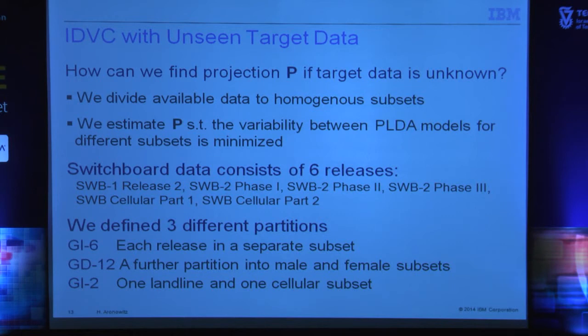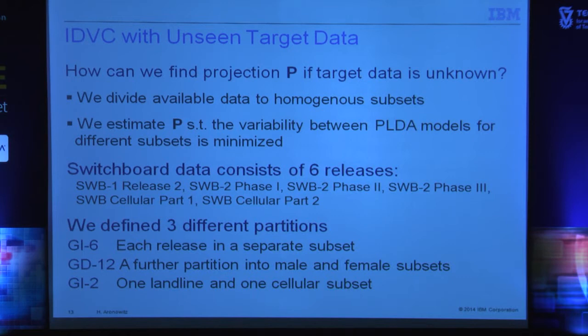So what we do is we divide the available data that we do have into subsets. And ideally, these subsets would be homogeneous. So for example, if we have some data and we know that some of it is cellular phones, some of it is landline phone, this is a reasonable type of partition. Also, if we know that some of the data are females and some are males, also we can try to partition according to this feature.